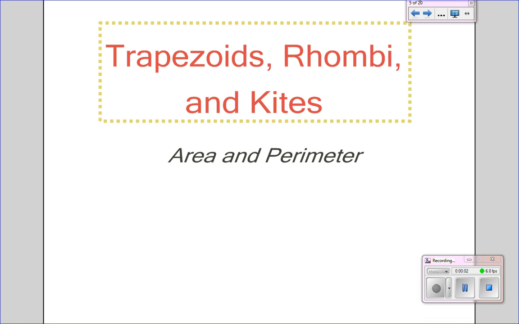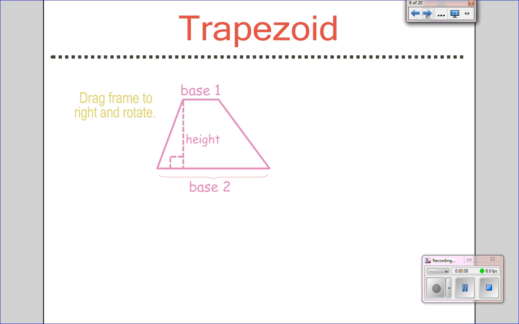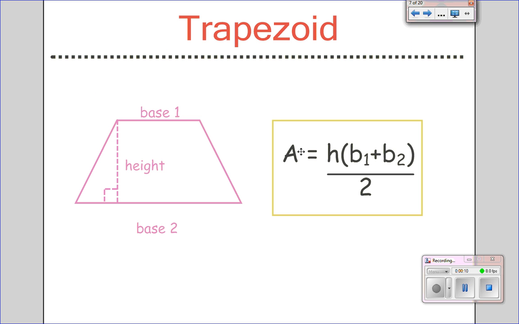Hello, in this video we'll be looking at the area and perimeter of trapezoids, rhombi, and kites. First off, we need to understand that the trapezoid has an area equal to the height of the trapezoid times base 1 plus base 2 divided by 2.